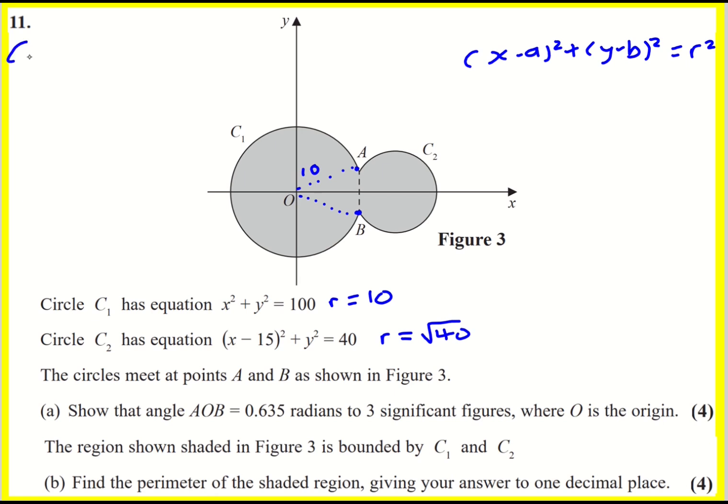So I'm going to take C2 and expand the bracket, then I'll get x squared minus 30x. Remember, this is a double bracket, x minus 15 times x minus 15. You get two lots of minus 15x plus minus 15 times minus 15, which is 225.